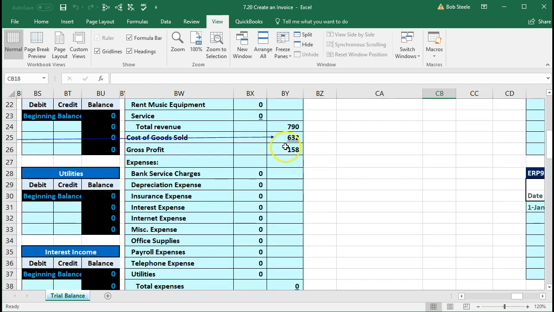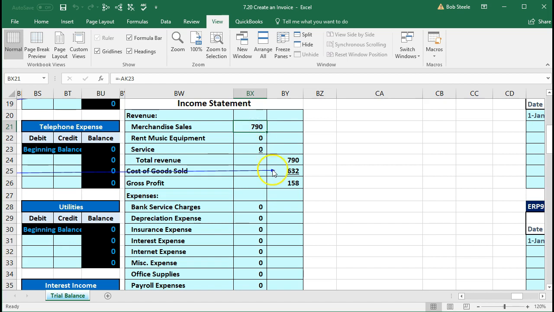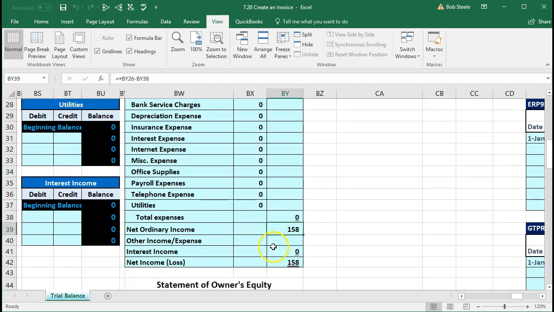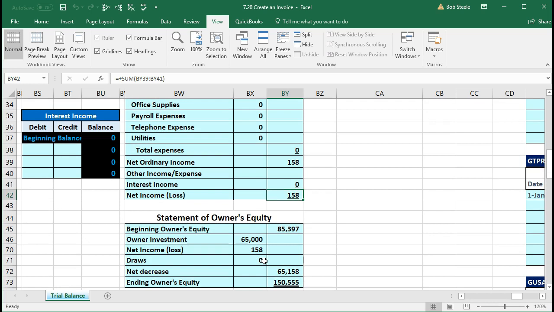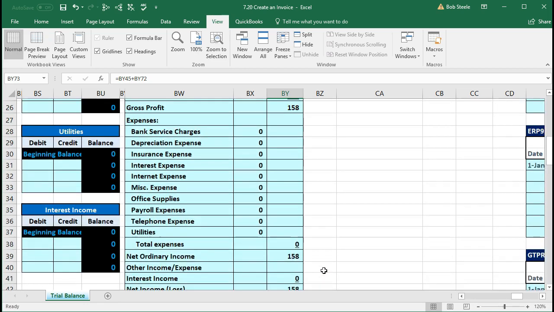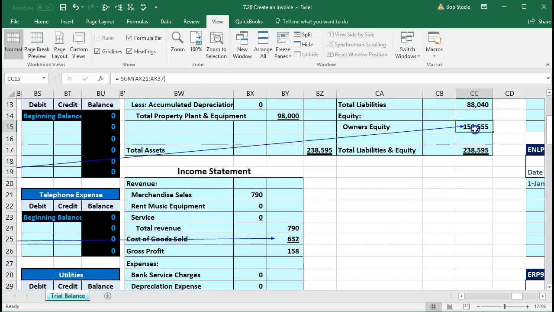So then we have the sales here, and the cost of goods sold gives us the gross profit. We have no other expense accounts at this time. Therefore, the net income is the 158. We have the stockholders' equity. This was the beginning balance. When we entered our beginning balances, the owner put in the 65,000. We have the 158 net income, and that gives us a net increase to the 150,555, which then matches this amount here.